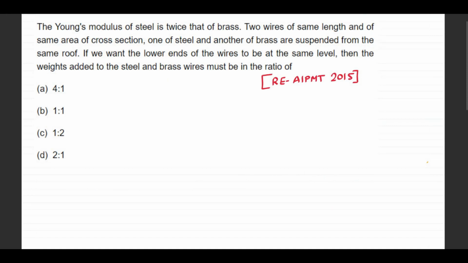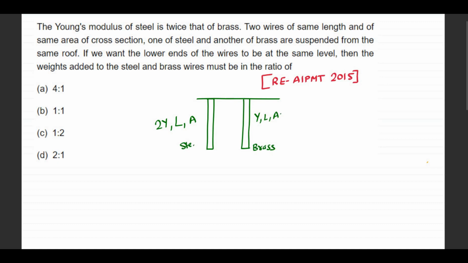Now this question says that say there is a steel wire and there is a brass wire, although the color is same but they are different materials. Okay, length is same, cross sectional area is same, but it is given if Young's modulus of steel is 2y, then Young's modulus of brass will be y only. Every other parameter remains same. So this is brass, this is steel.